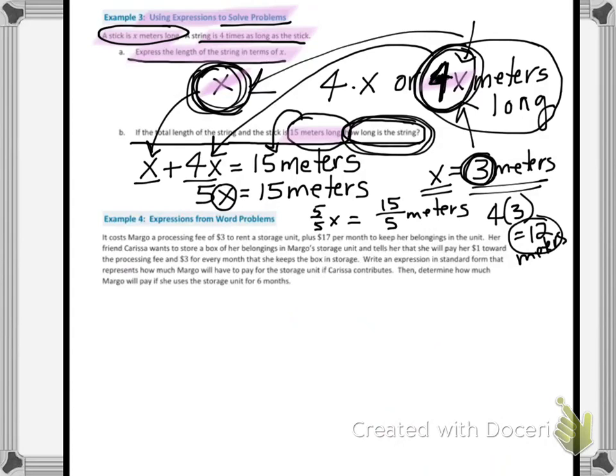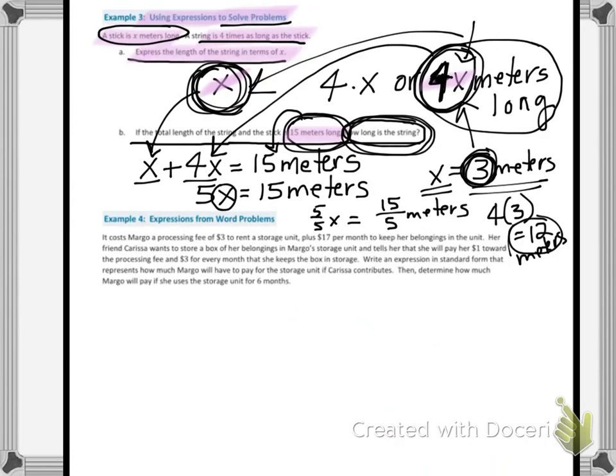Okay? And that makes sense. My string is 12 meters. My stick is 3 meters. And together they equal 15 meters. Which is quite long, I must say.